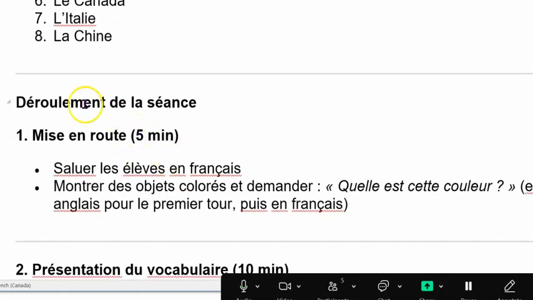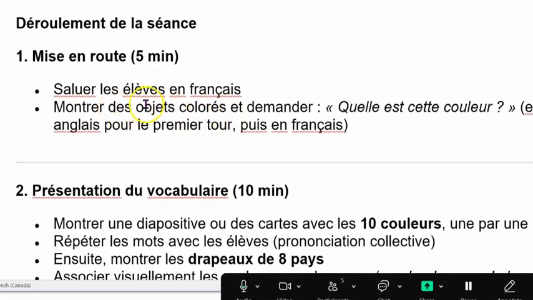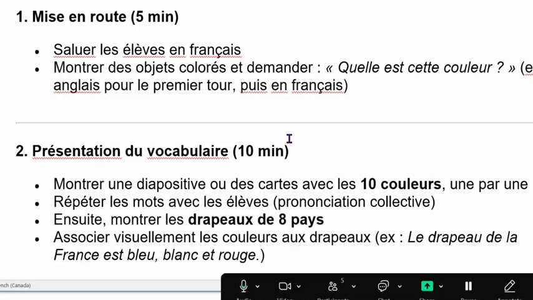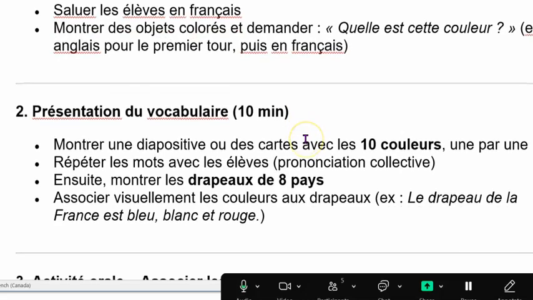Then déroulement de la séance. So mise en route. Salut les élèves, first 5 minutes. So this is what will happen in the duration. First 5 minutes, what you're going to do. So how are you going to ask, what is this color? Are you going to show a PowerPoint presentation? Are you going to have color pencils in your hand? Or are you projecting any colors? So stuff like that.